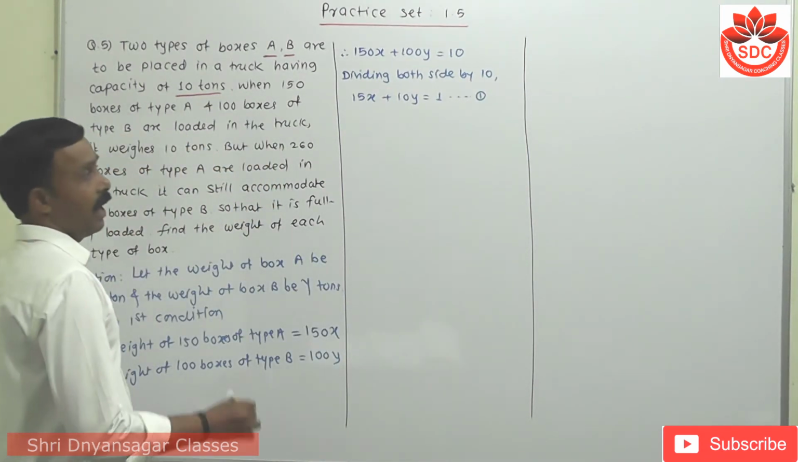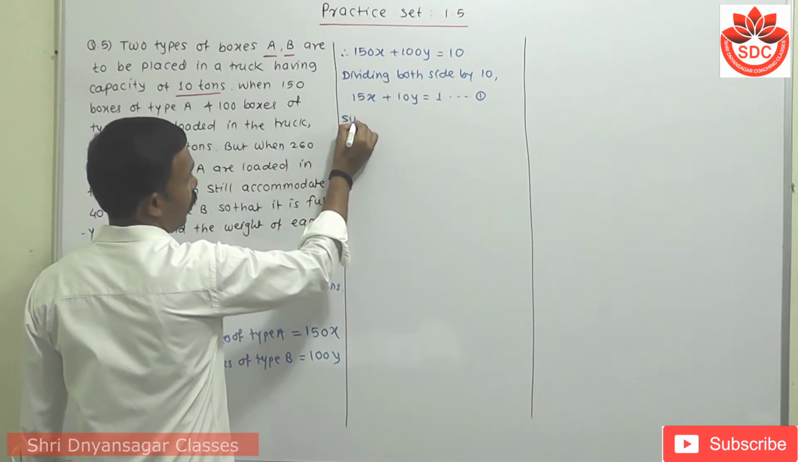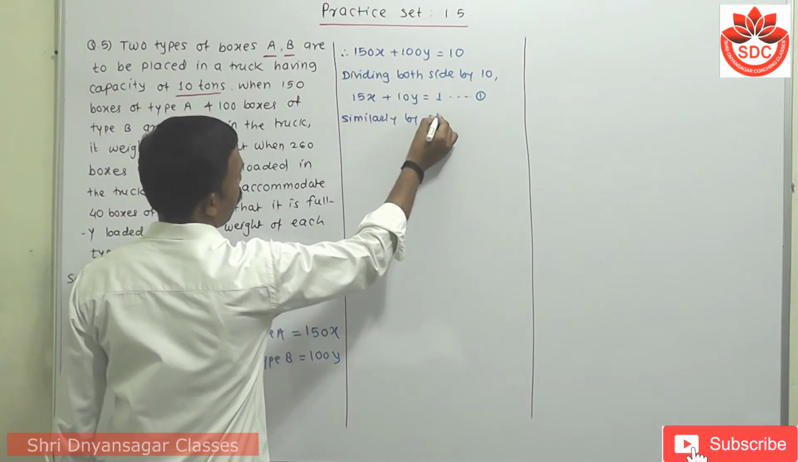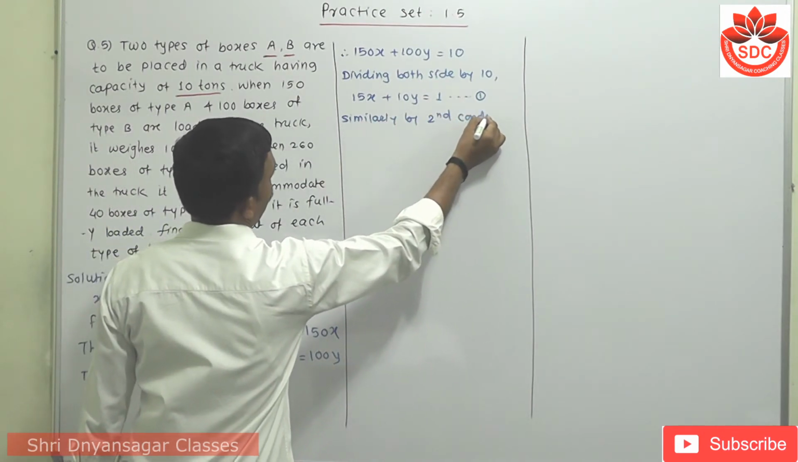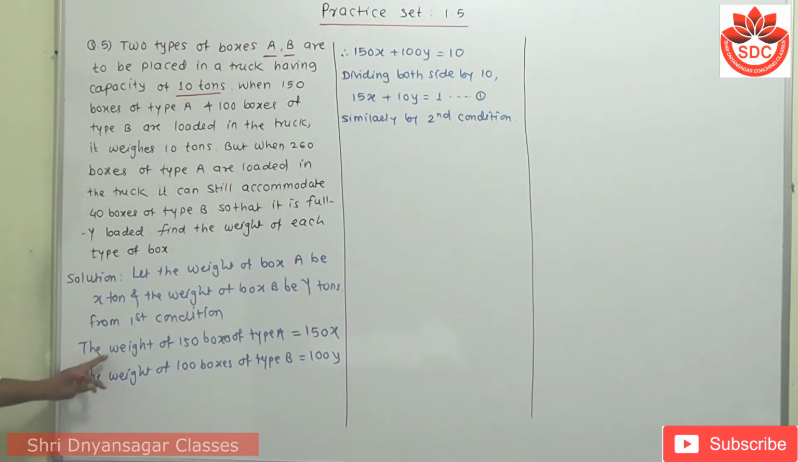Then by using the second condition, I have to write similarly. Here I cannot write again the weight of these boxes. I have to directly take this second condition.